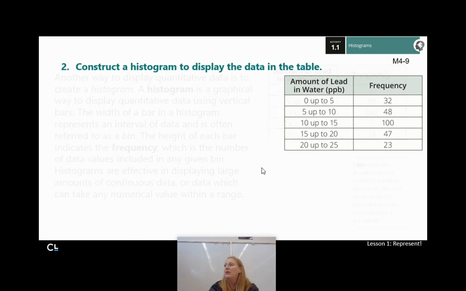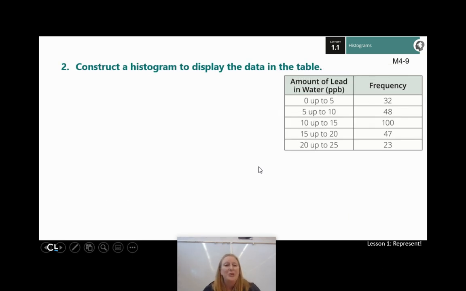So what I would like you to do is construct a histogram to display the data in the table. Go ahead and hit pause, make a bar graph, right? Histogram, bar graph. Remember that the width of your bar will be the bin and the height of your bar will be the frequency. So go ahead and construct that histogram to display the data on your table, hit pause to work that out, and hit play when you're ready to check your work.